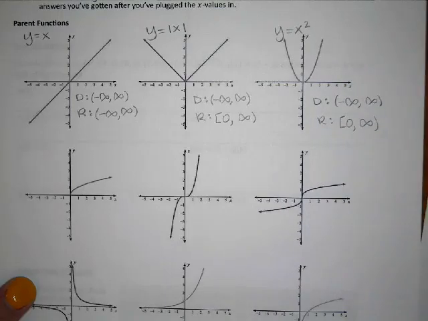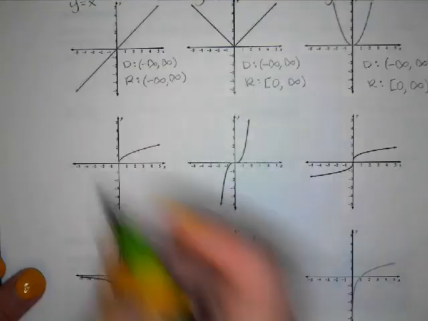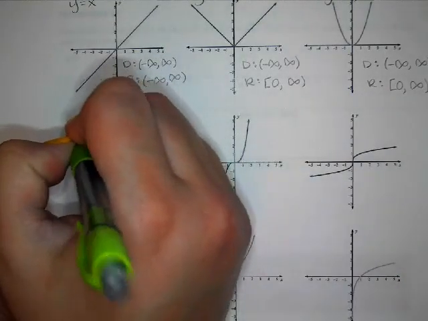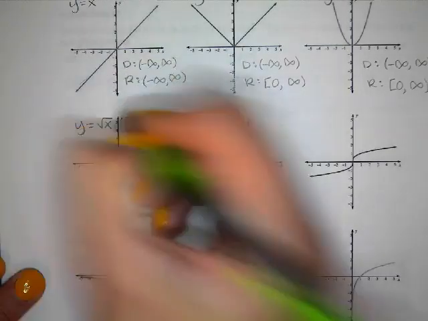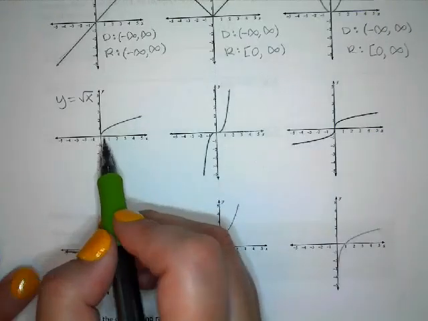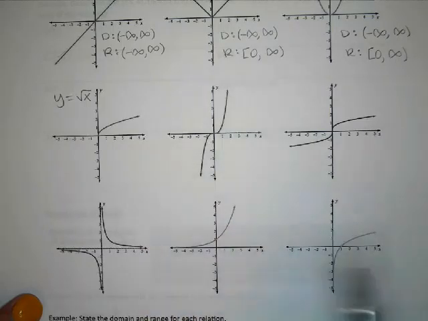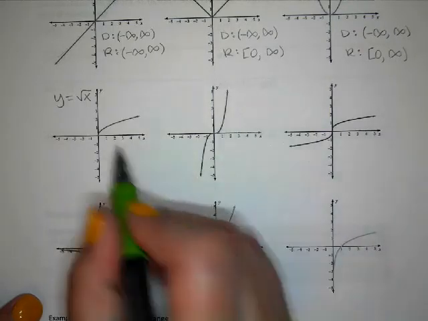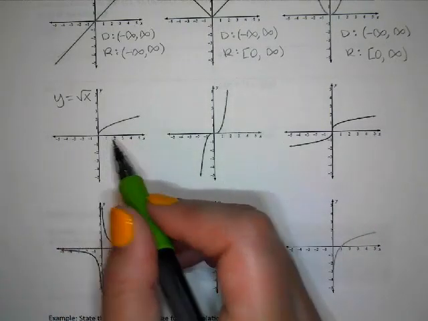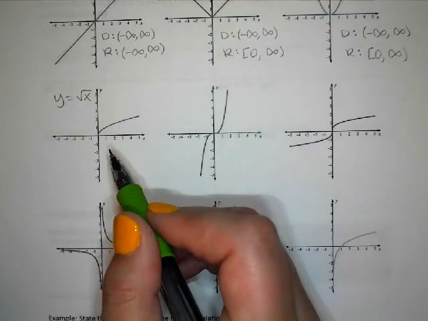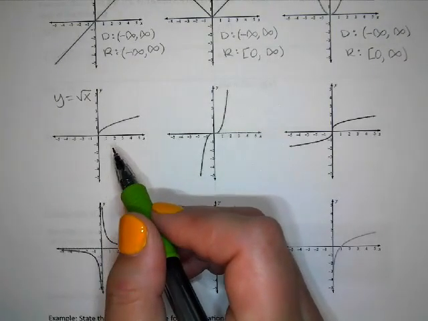All right, the next one is a square root function, y equals square root x. Square root functions are probably going to be the most interesting ones that we look at for right now. We're going to look at more interesting ones later. But here, this is interesting because you can't square root every single number you can think of. We know that all the negative numbers, if you square root them, you get imaginary answers, or i.